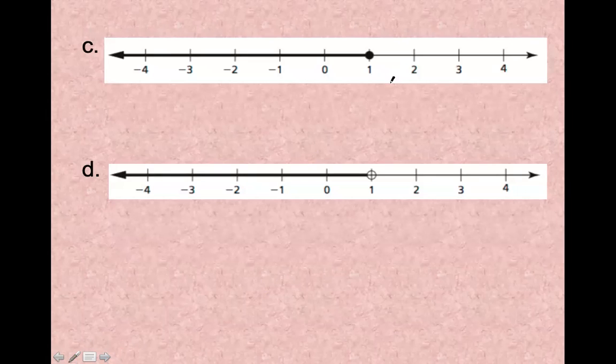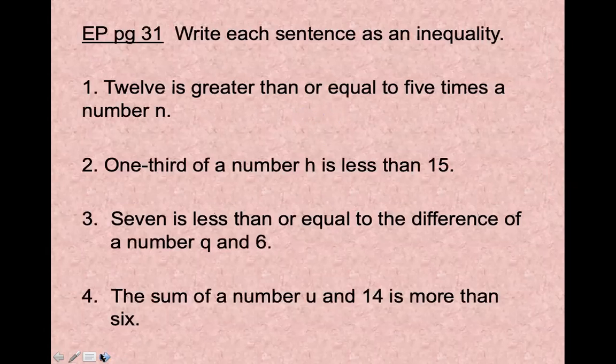So this time, filled in dot, so it could be equal to it. It's looking at values that are less than 1. So in this case, x would be less than or equal to 1. And on part D, open circle, which means we're not including it, but we're looking at values that are less than 1. They're going to the left over here, so less than 1. All right, let's look at our next slide.